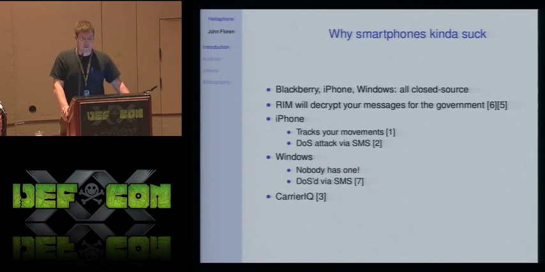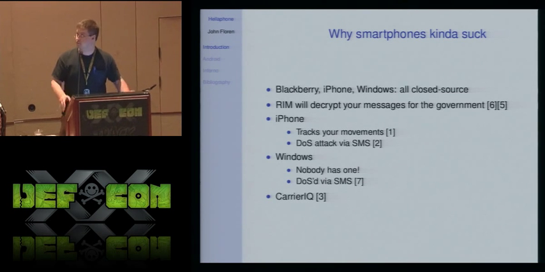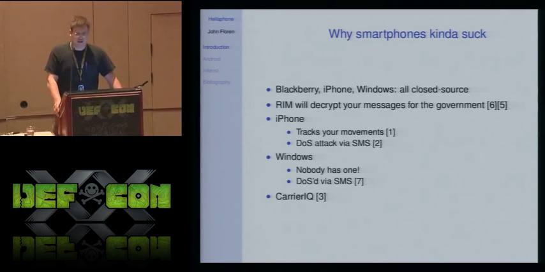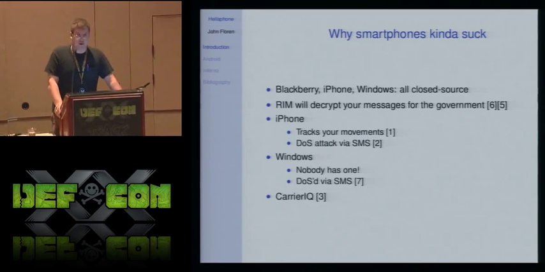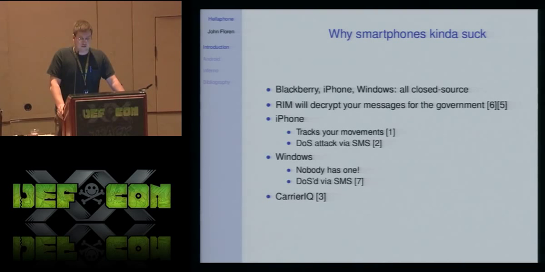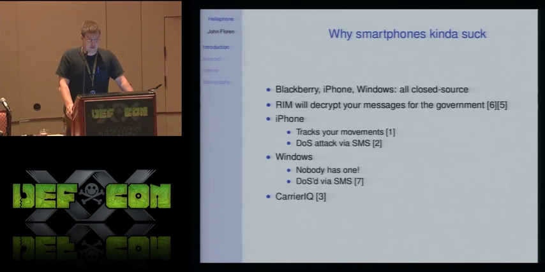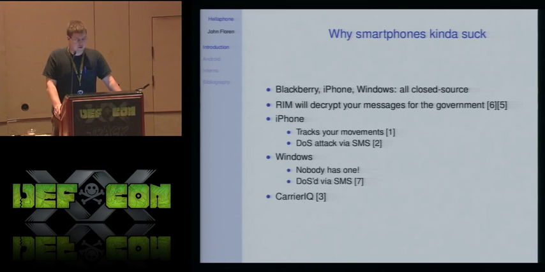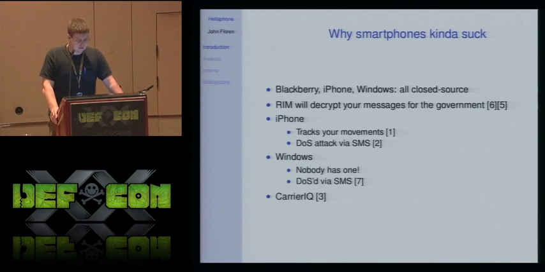But the problem with smartphones, in terms of being a hacker wanting to hack on them, is that most of them are closed source to begin with. You look at the BlackBerry, the iPhone, the Windows Phone, you're not going to get the source to those. And there are some security issues with these. There's been a few incidents where RIM has indicated that they're willing to decrypt users' text messages to each other for the government. I think that happened recently in London after the riots.